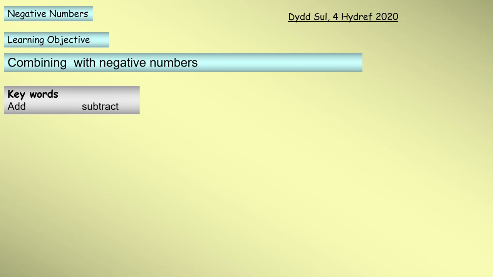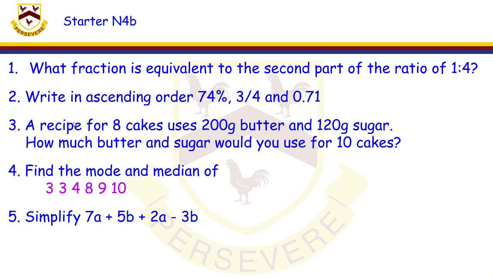Topic today, combining negative numbers. So make some notes, hit pause. When you're ready to move on, hit play again. Starter for today. Starter 4B, off you go. Hit pause. When you're ready, we'll go through the answers.